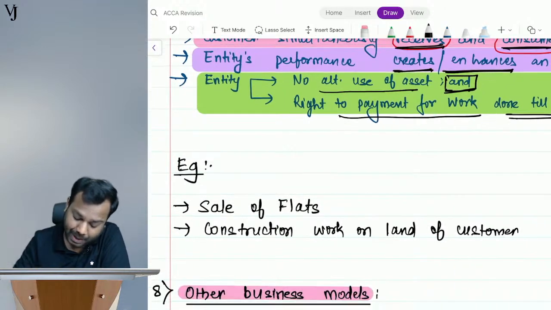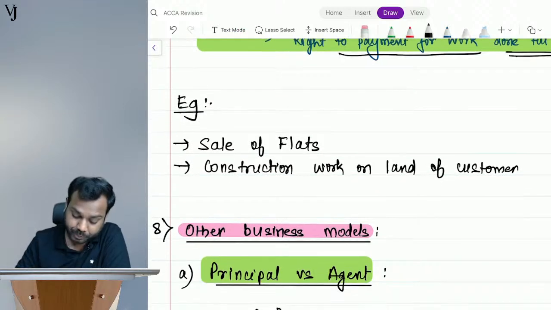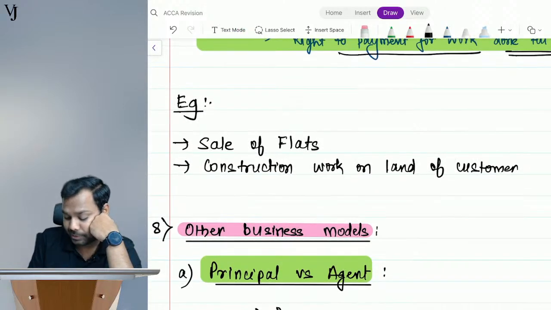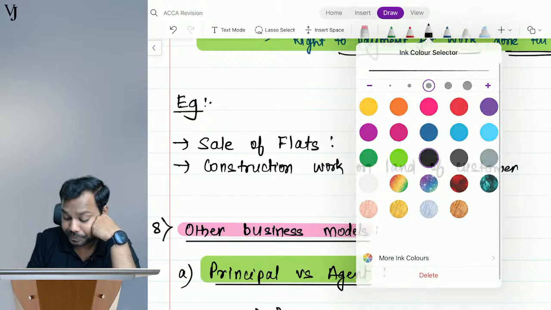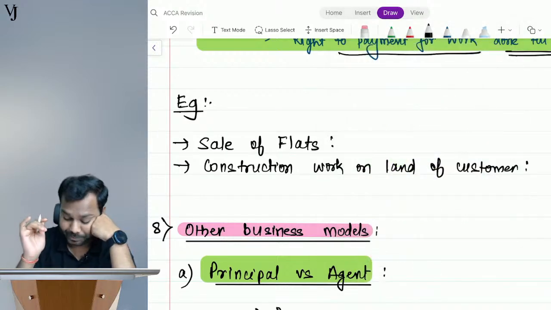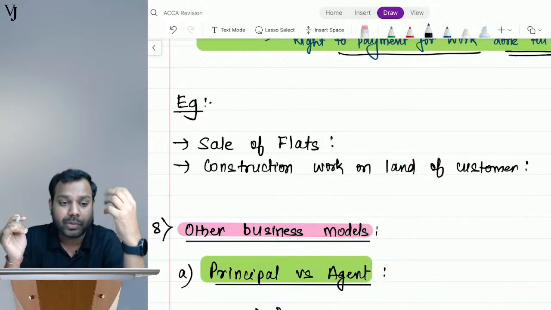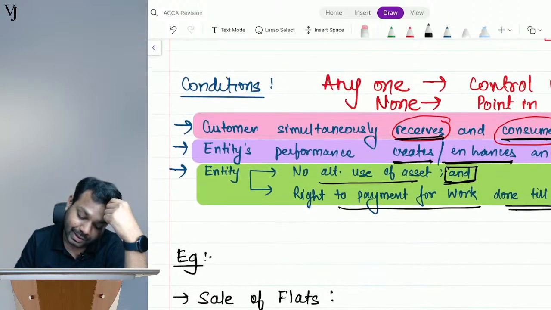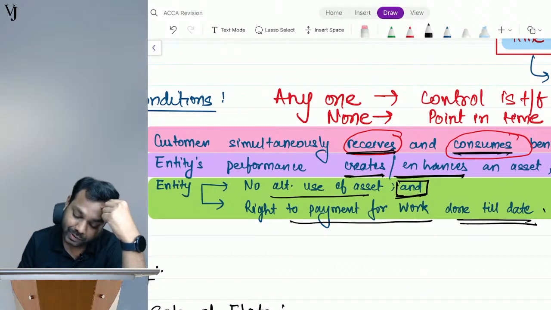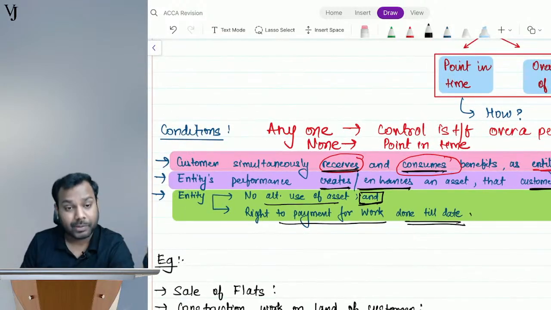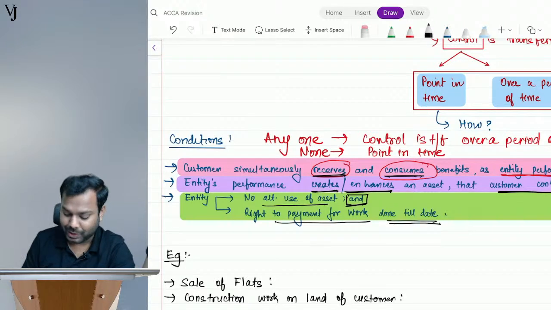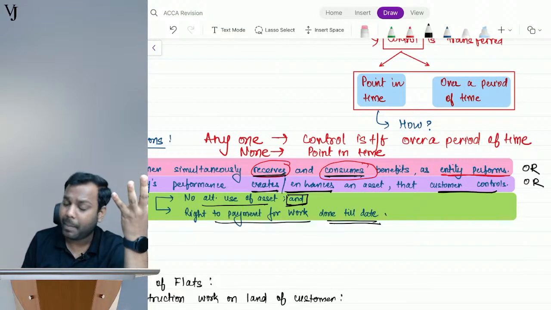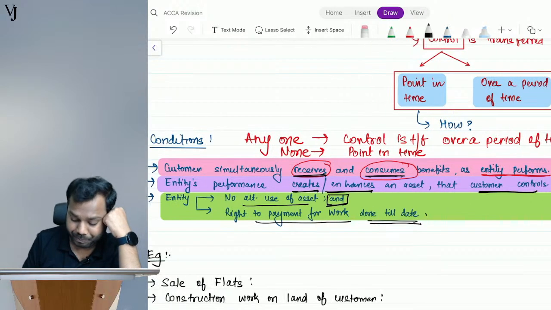Now, example, sale of flats. Understand, guys? Also the second condition gets satisfied: the entity's performance creates or enhances an asset that the customer controls. Yes, Nutan, wonderful analysis. Also in this case, the second condition gets satisfied, right? Wonderful. But our requirement is only one. So in any case, we will recognize revenue over a period of time.